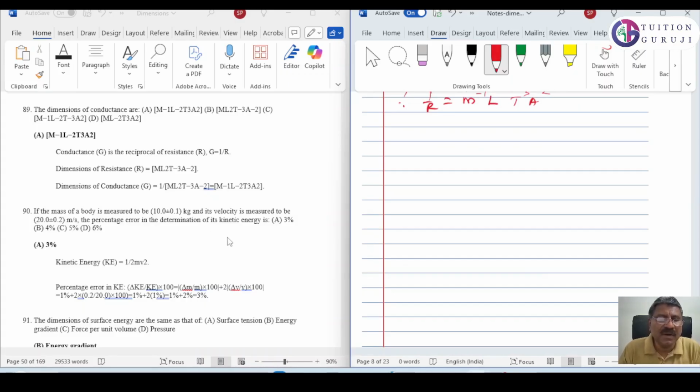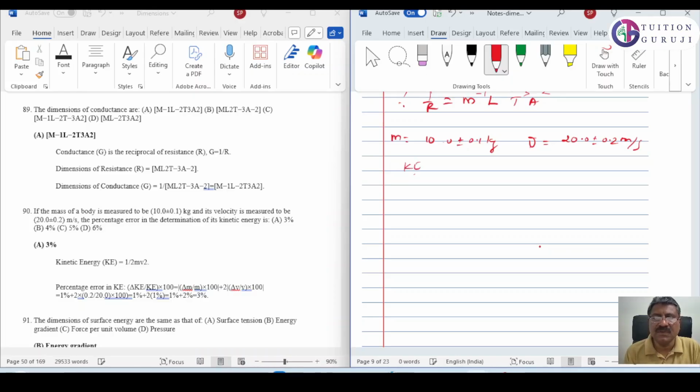Next is, the mass of a body is measured as 10.0 plus or minus 0.1 kg. Velocity is 20.0 plus or minus 0.2 meter per second. Then the percentage error in determination of kinetic energy.